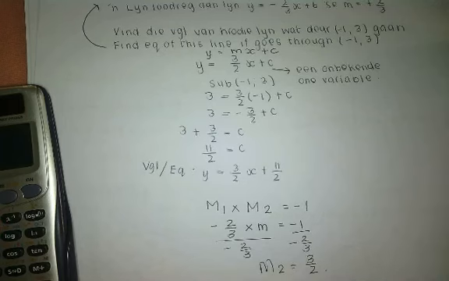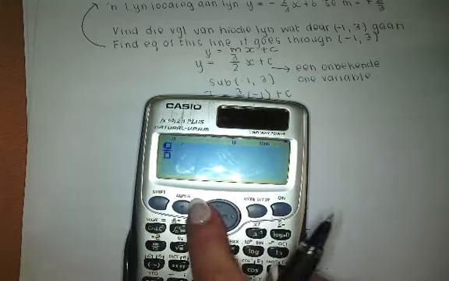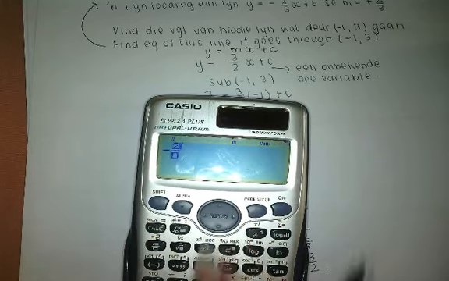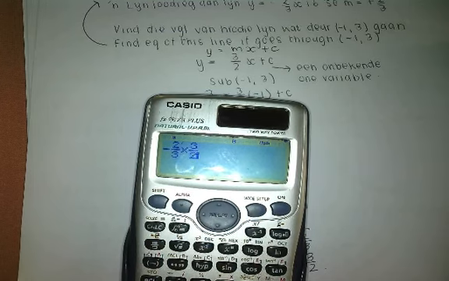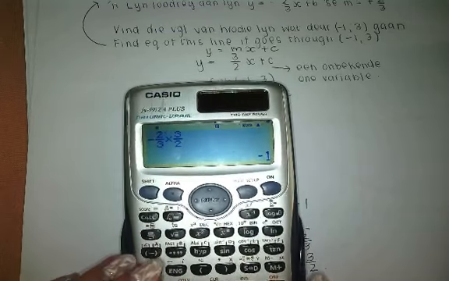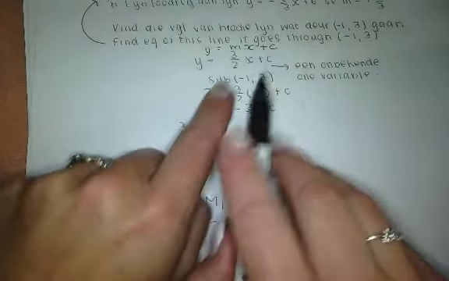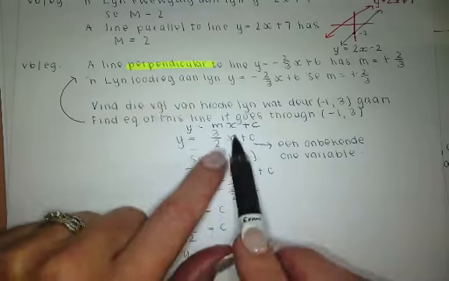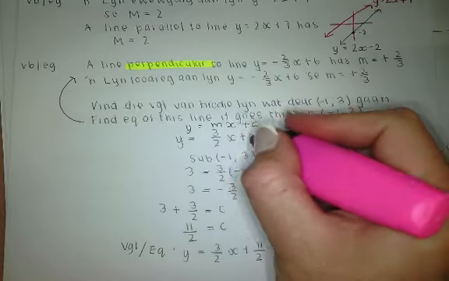That means the gradient of my second line is going to be 3/2. We know if we multiply them together it must give me -1. The original gradient is -2/3. What is the gradient of the one I just got? 3 over 2. When we multiply them together, does it give me -1? Okay, so we're right, we're good. I showed you how to get that positive 3 over 2.